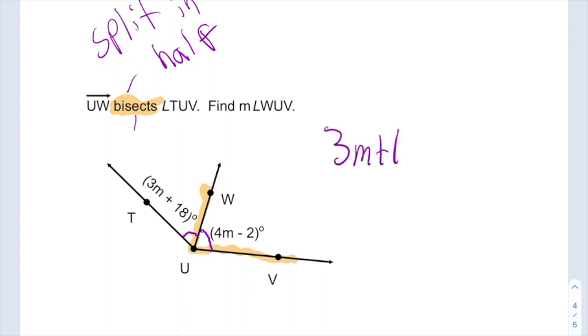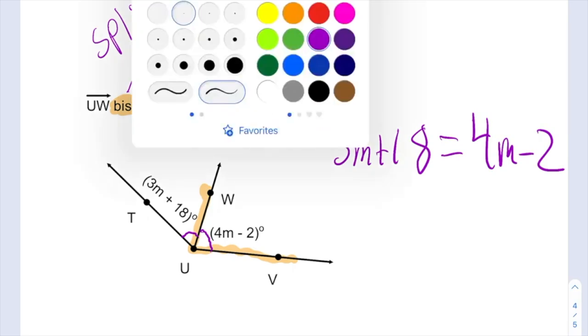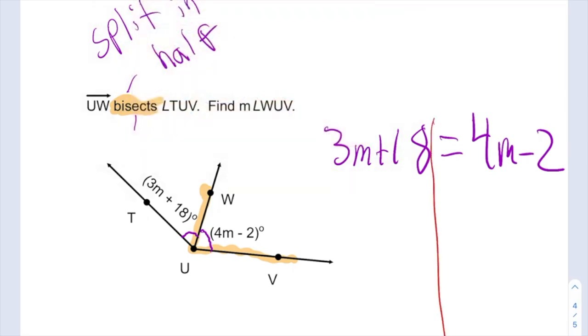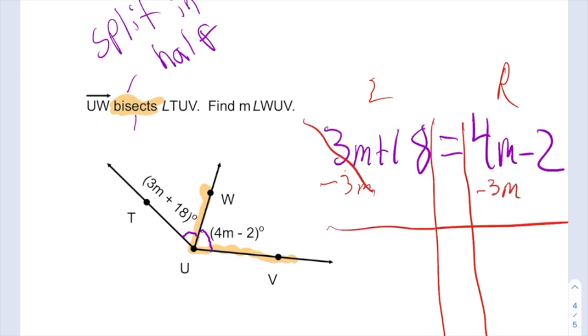If I know that these are the same, how do I solve this? Well, I need to set these two things equal to each other: 3m plus 18 equals 4m subtract 2. Your first step when you get equations is again to simplify on the left and the right side. We can't simplify anything, so we better get all of our m's together. I have 3m on the left side and 4m on the right side. So I'm going to subtract 3m on both sides. This cancels out, and all I'm left with is 18. 4m subtract 3m is 1m, and I still have subtract 2.